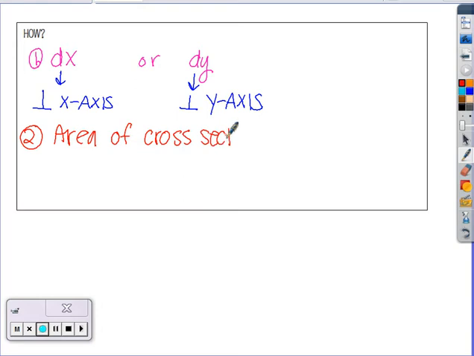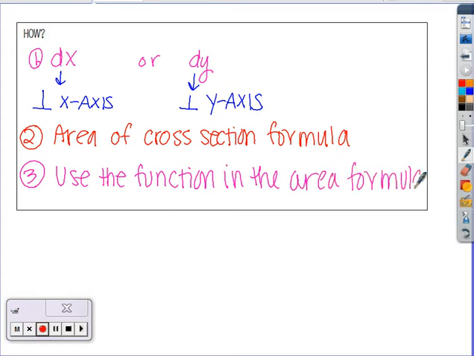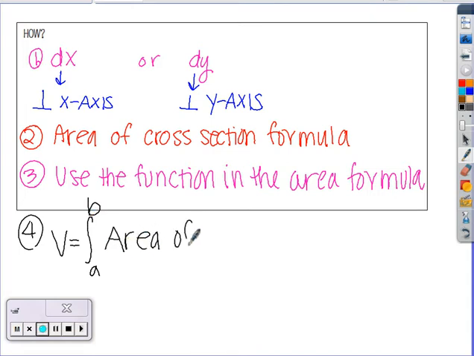Formula. We'll talk about that in a second. Third, you're going to use the function in the area formula. And then lastly, I'm going to do that down here. You'll do that the volume is equal to the integral from a to b of the area of the cross-section multiplied by dx. All right, so let's use what we just have written down.